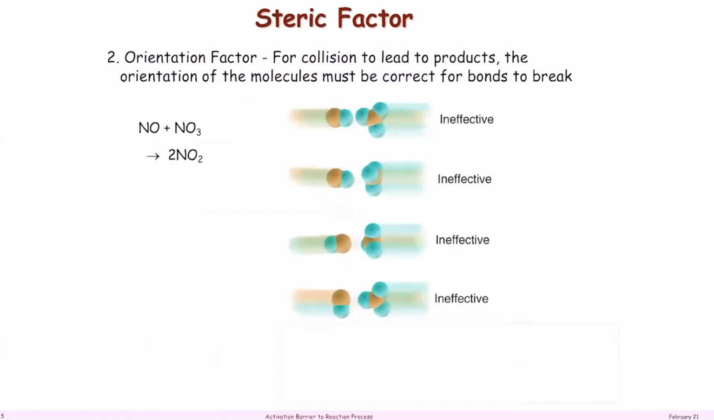The other thing that we need to worry about is the steric factor. Steric factor is just the orientation of the chemical. They have to have the correct orientation so that the right bonds are broken. Here's a reaction between nitrous oxide, NO, and nitrogen trioxide, NO3. And if that reaction occurs, then one of the oxygens in NO3 is transferred to NO. Okay, but it has to have the correct orientation.